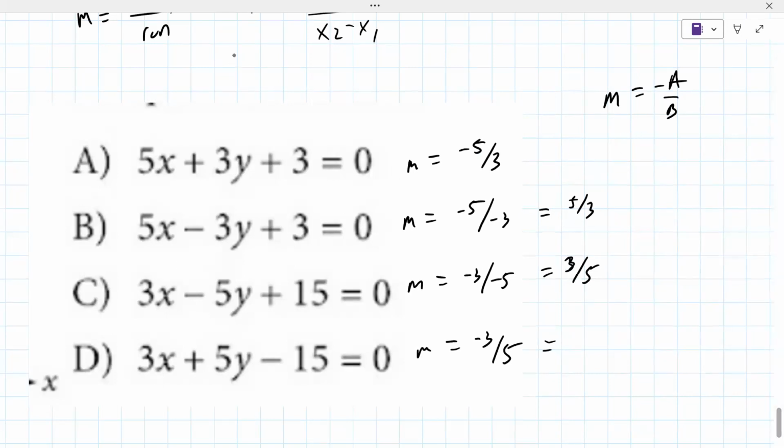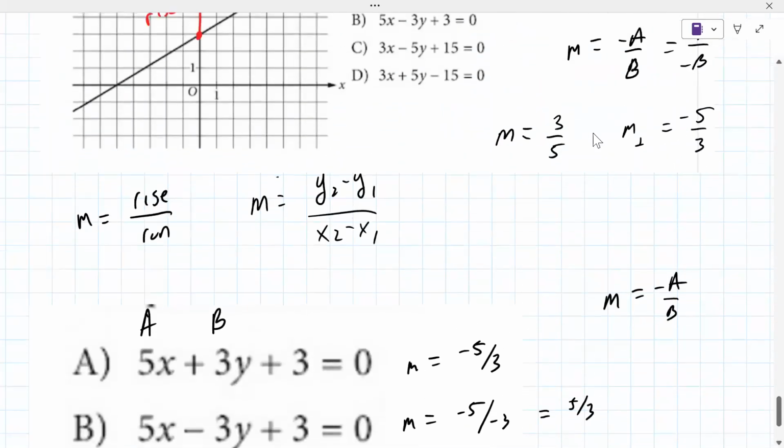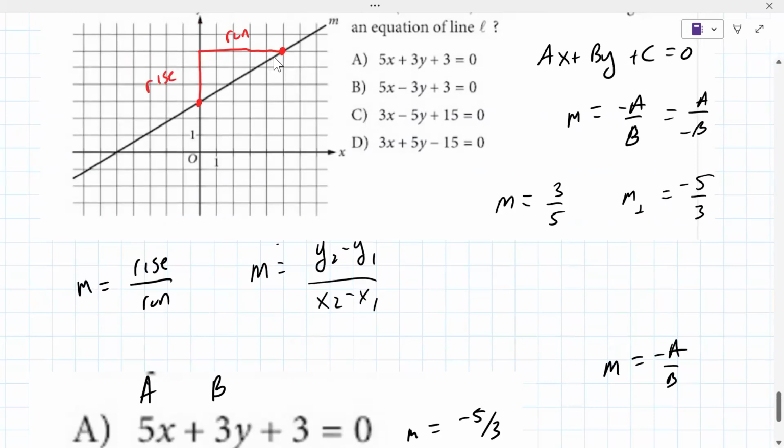Do you follow what I'm doing? This is A and this is B. Oh, so it'd be B. But we want the one that's minus 5/3 because the slope is up 3, right 5. So the perpendicular is the reciprocal negated, minus 5 over 3. So A.